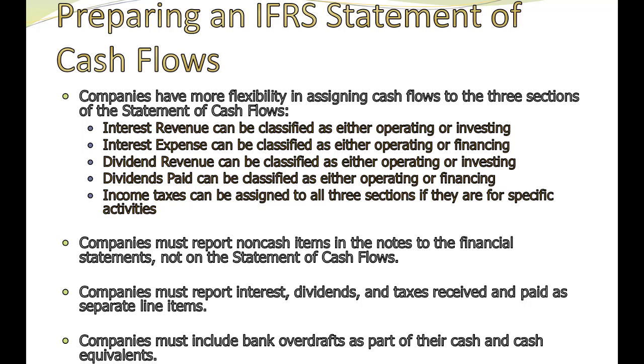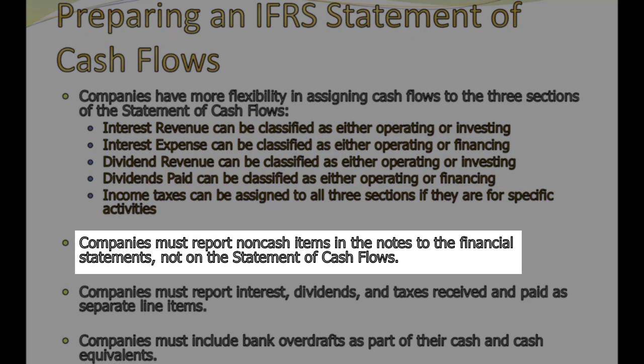The other caveat to this under IFRS is that once you decide how you're going to classify them, you have to be consistent between periods. So you can't just make it like an Easter egg hunt and put interest in operating one period and then in investing and then back to operating and then operating for 2 years and then down to investing. No, you got to be consistent with your decision.